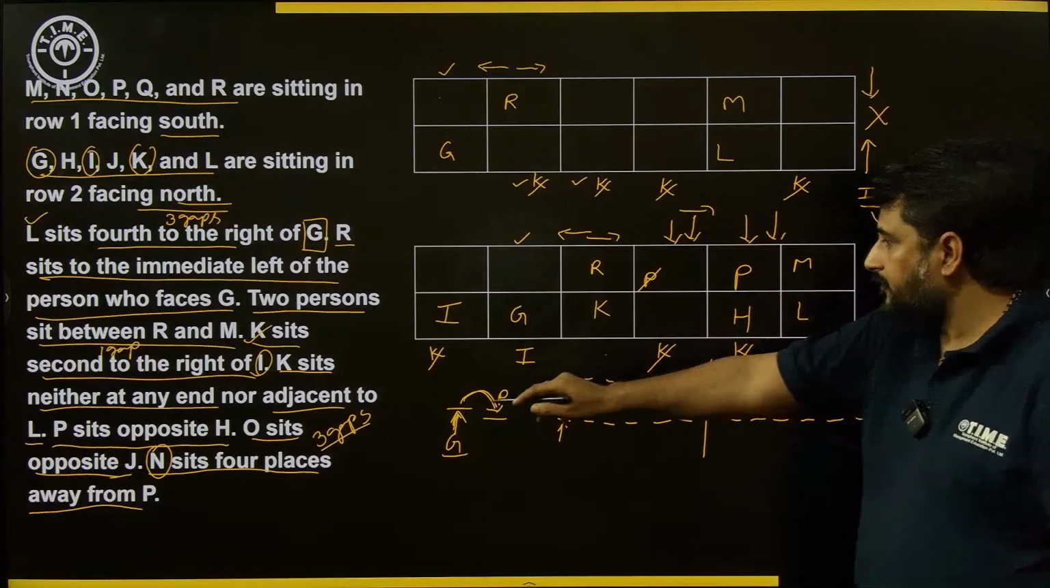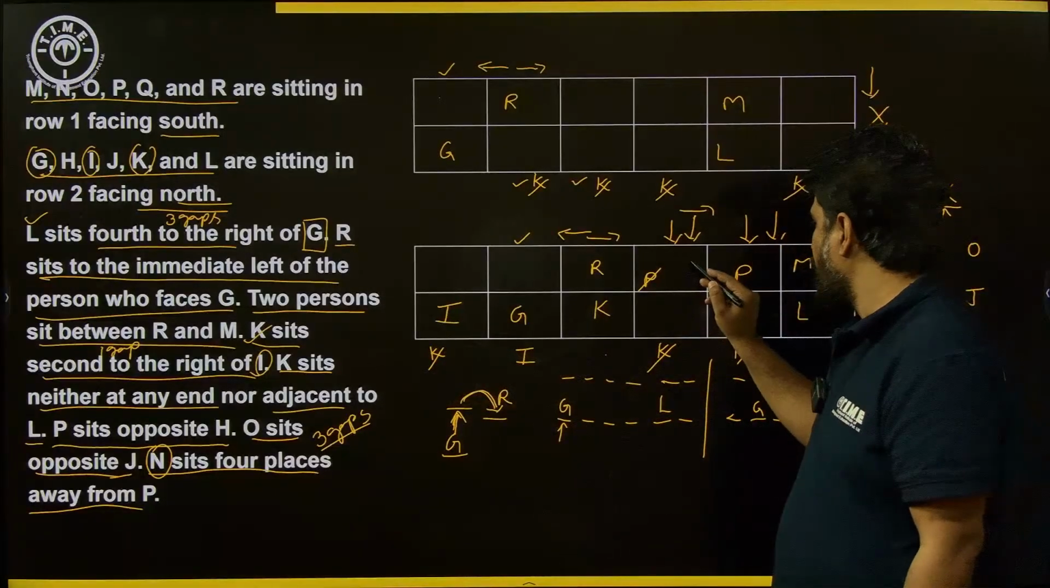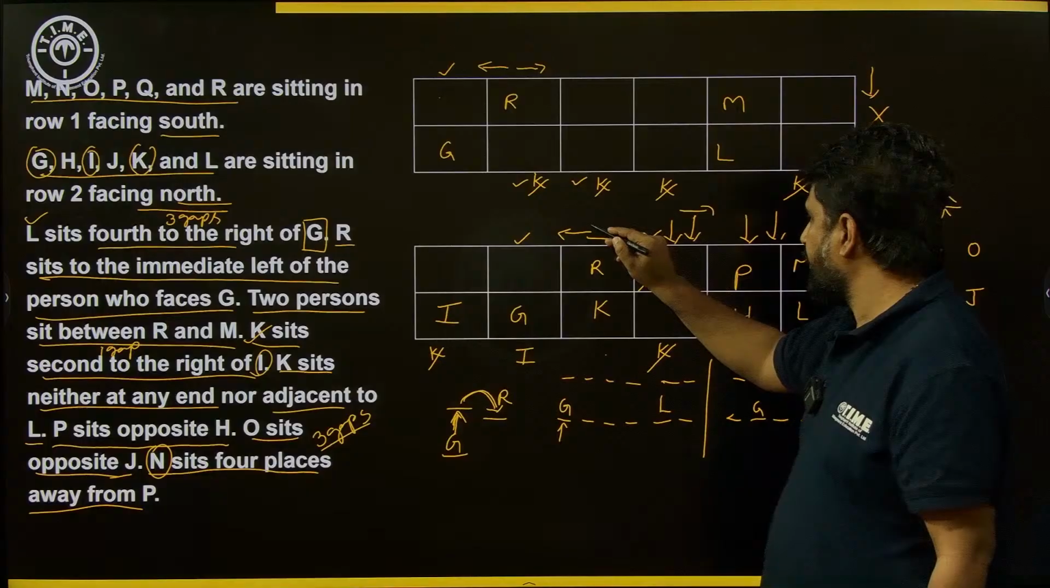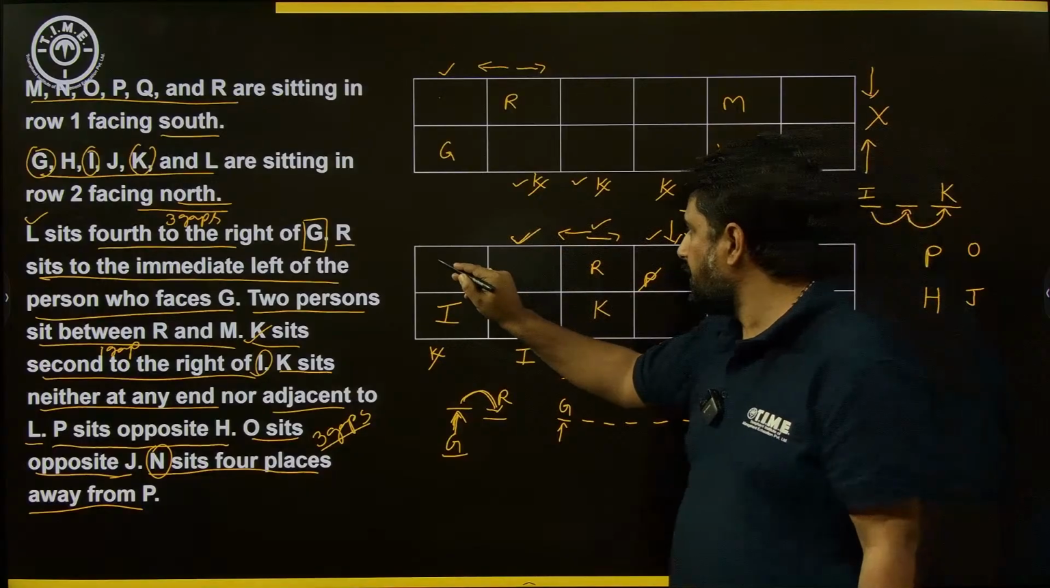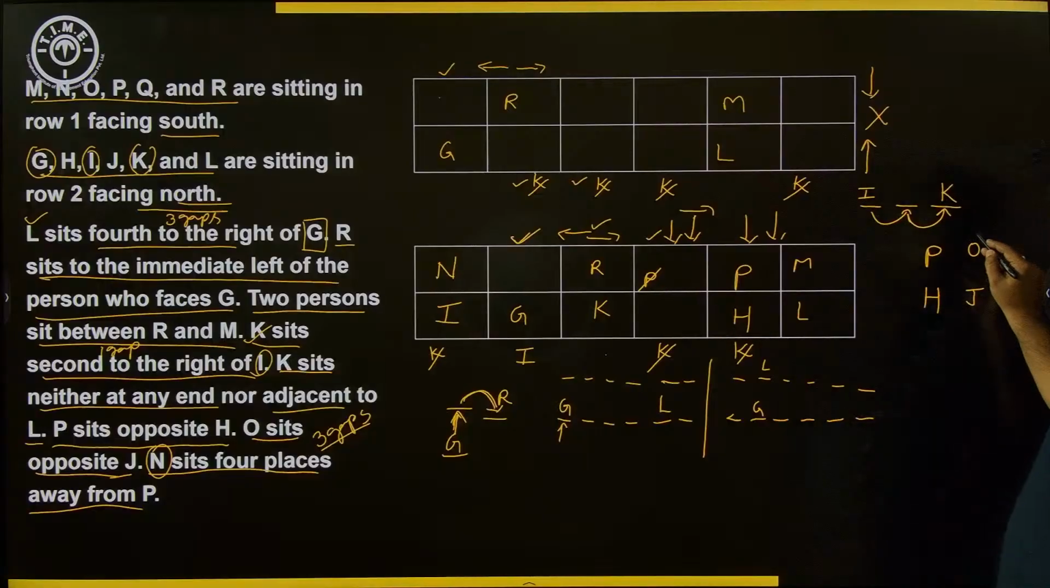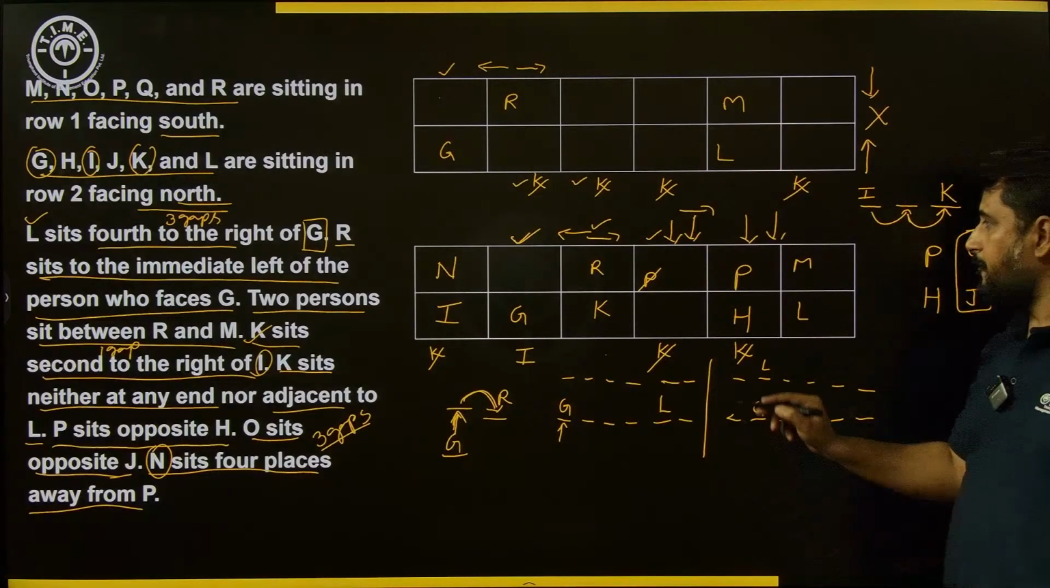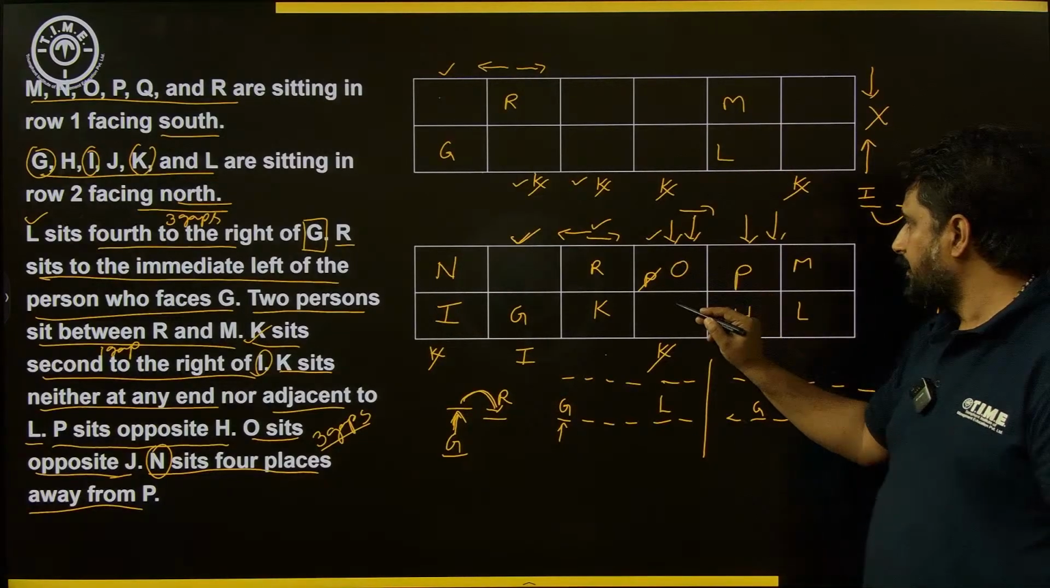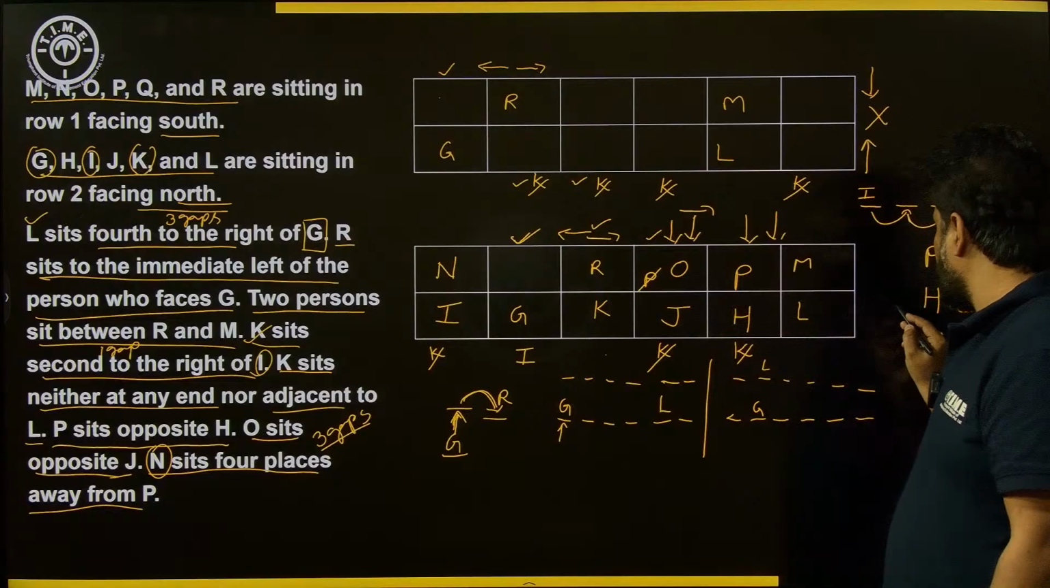And in 3 gaps, we have to place the N. One gap, second gap, third gap, and here I should fix the N. Now we have one more point. O sits opposite J. So the only possible place is O will be here and J will be here. So row 2 is completed.